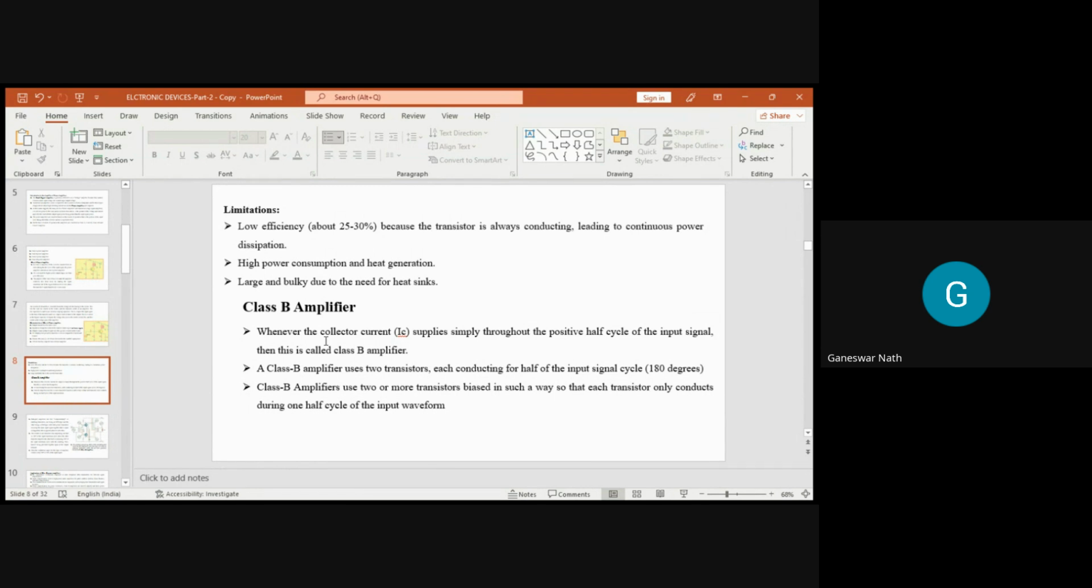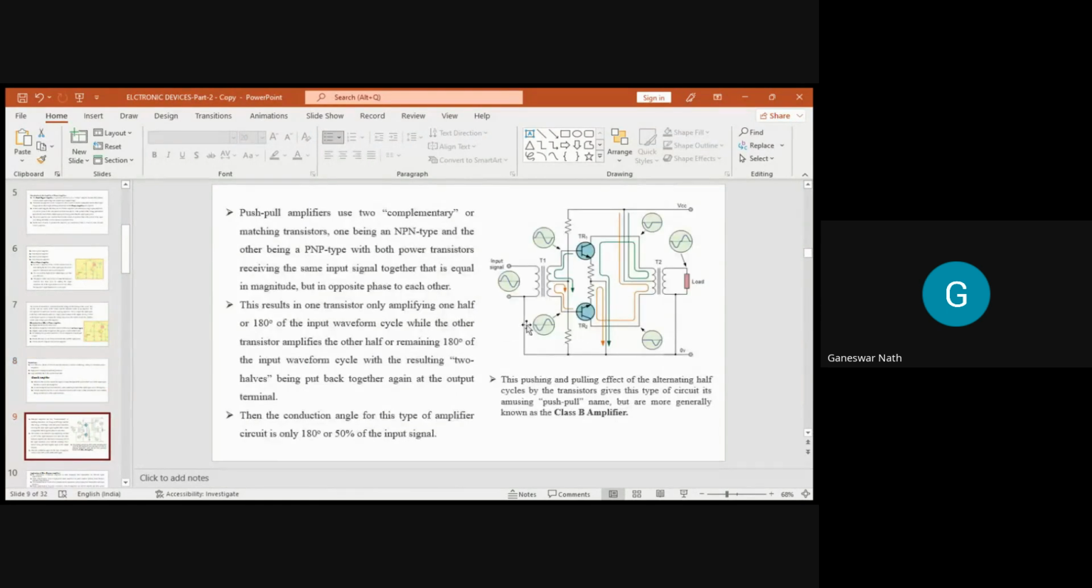A class B amplifier uses two transistors, each conducting for half of the input signal. Let me show you. You can see these are two transistors. They are coupled. One transistor operates for one half cycle, and the other transistor operates for the other half cycle.